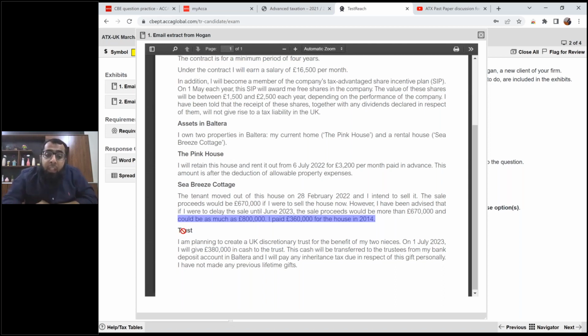And then there is detail relating to trust. I am planning to create a UK discretionary trust for the benefit of my two nieces. On 1st July 2023, I will give £380,000 in cash to the trust. The cash will be transferred to the trustees from my bank deposit in Baltira, and I will pay any inheritance tax due in respect of this gift personally. I have not made any previous lifetime gift.